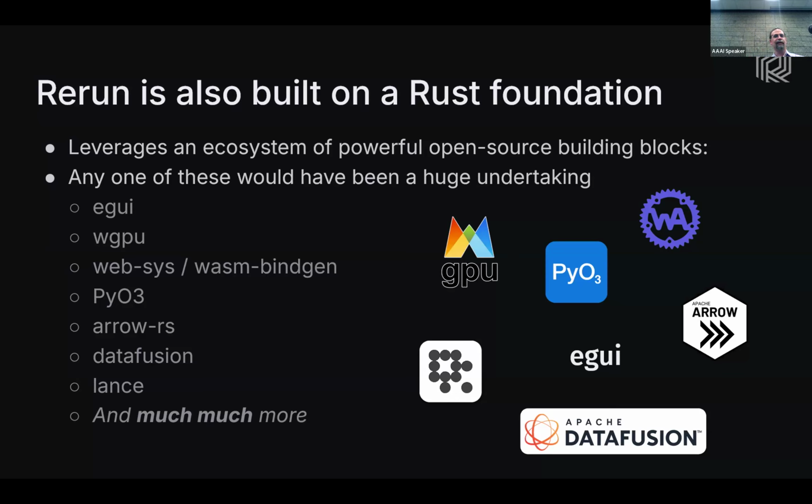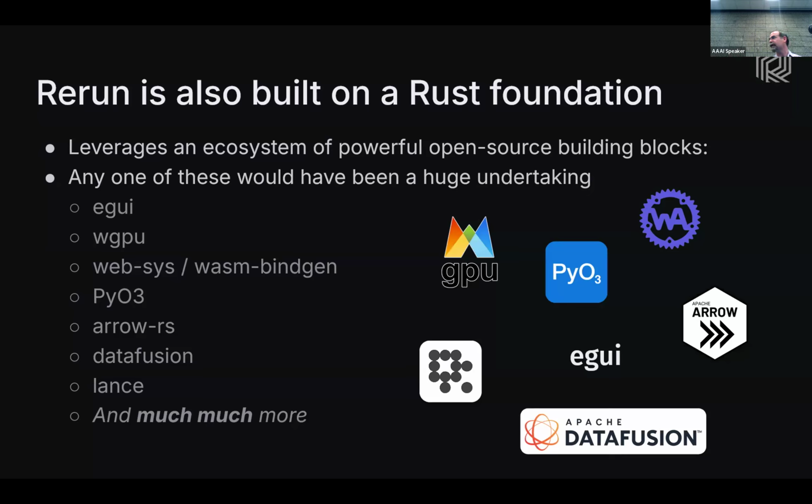wgpu we use for rendering. web-sys and wasm-bindgen are for sticking stuff in the browser and navigating those JavaScript bindings. PyO3 is how we manage our Python bindings. On top of that Rust core, it makes it very easy to build these ergonomic bidirectional Python into Rust back into Python bindings, which is, I think, increasingly important with robotics needing to do a lot of Python in this ML world where everyone is using PyTorch these days.